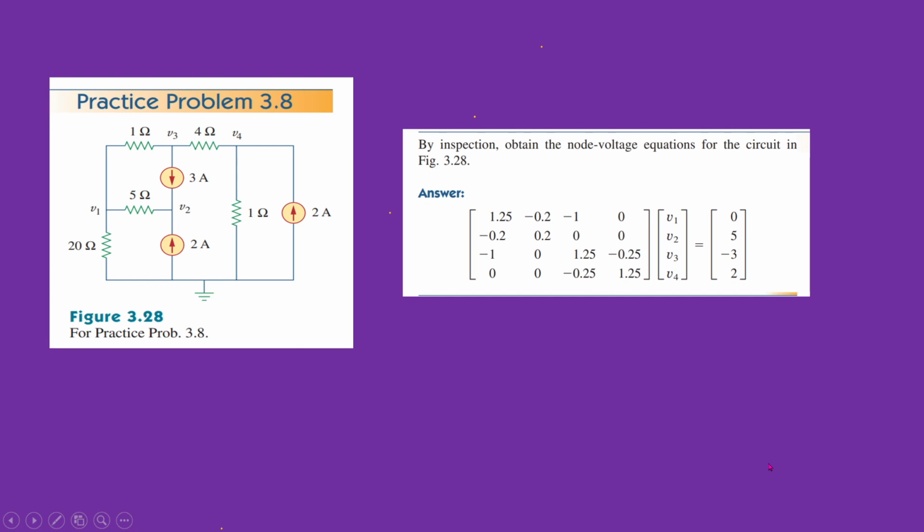Good morning everybody. Today we are going to solve practice problem 3.8 from Alexander Sadiku's Fundamentals of Electric Circuits. This problem is to be solved by the inspection method, to obtain the node voltage equations for the circuit shown in the figure. The answer is also given.